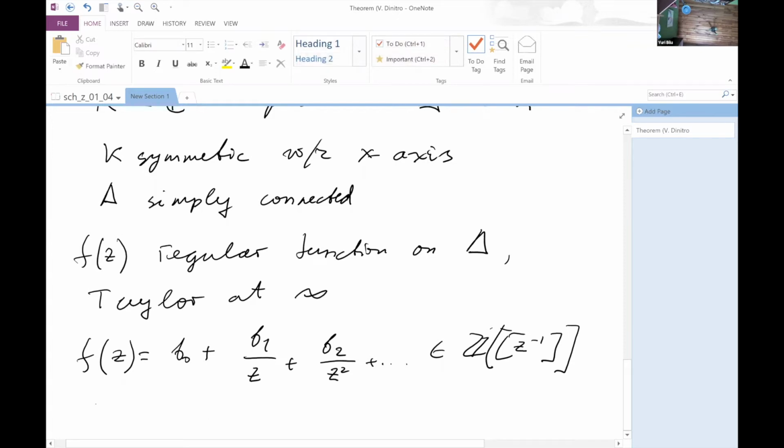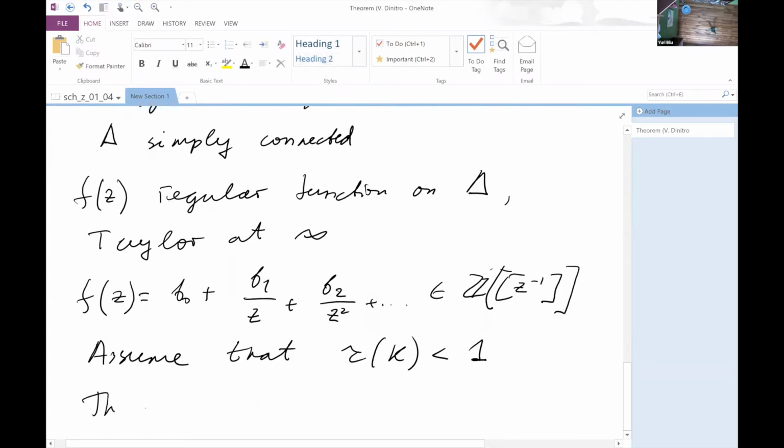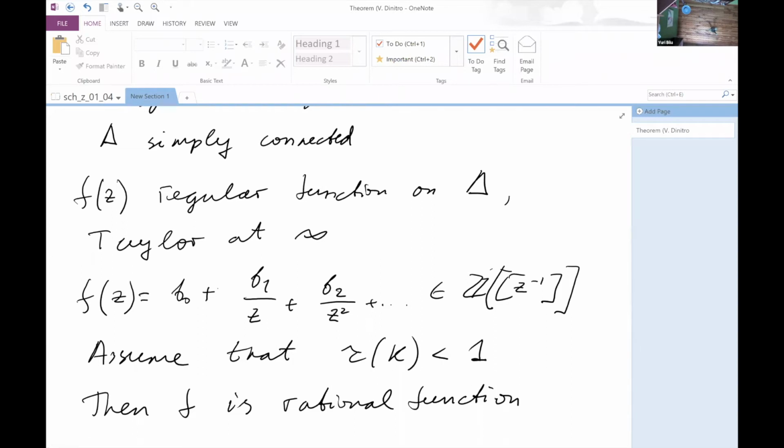Then, assume that the transfinite diameter of our K is smaller than 1. Then f is a rational function. So in two words, if we have a function regular on the complement of a compact set and with integral coefficients in its Taylor expansion at infinity, then it must be a rational function as soon as this compact set has transfinite diameter smaller than 1.